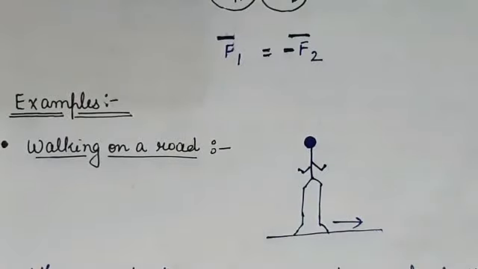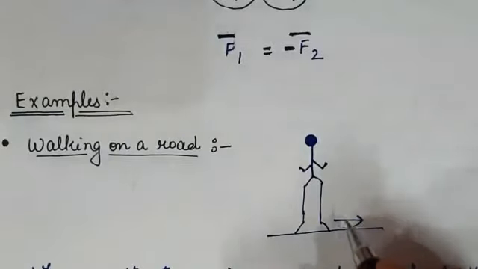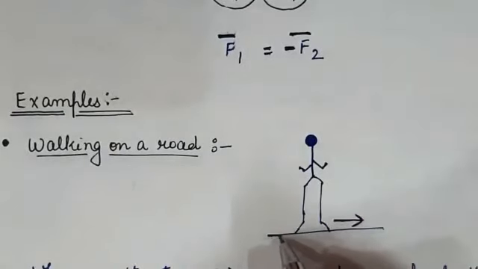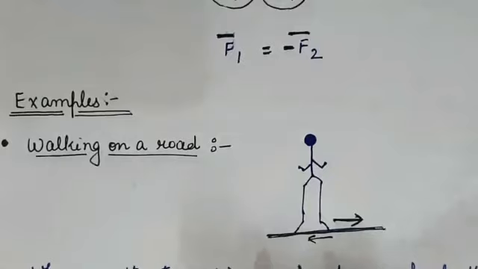First example is walking on a road. What happens whenever you start walking on a road? Suppose you are walking in this direction. This is the road. When you start walking on a road, you push the road backward. At the same time, the road exerts an equal and opposite force on your feet, which makes you move forward.